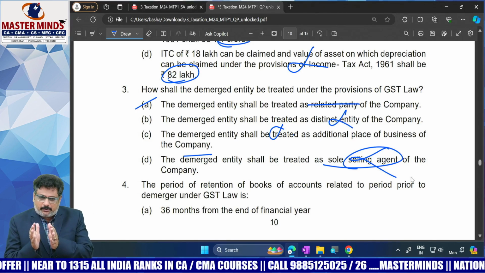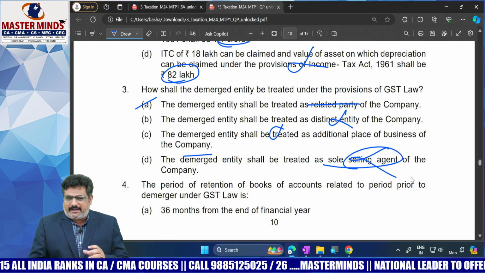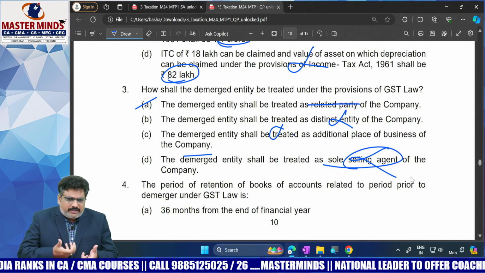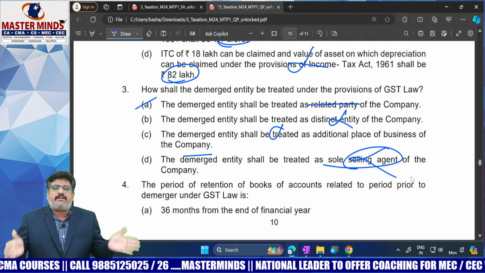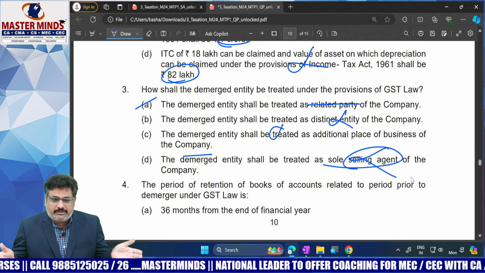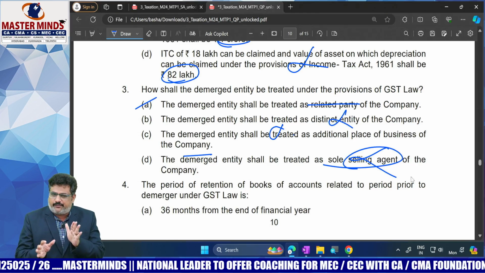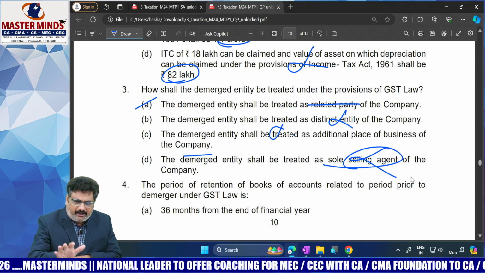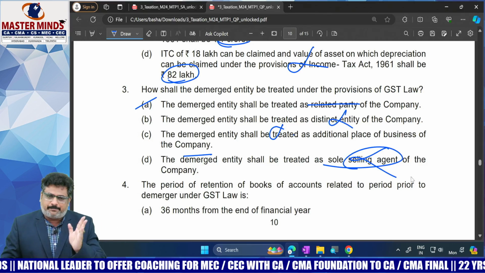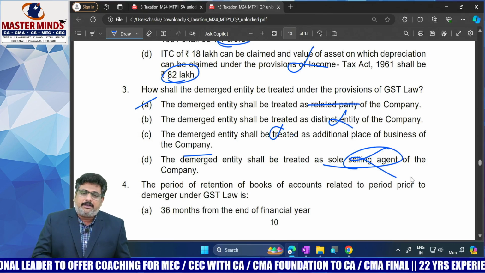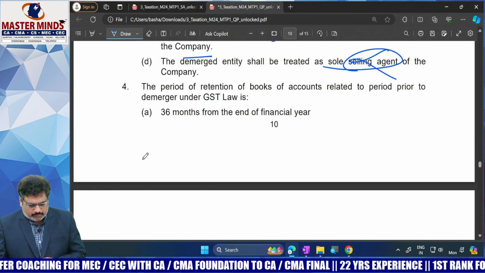So there is a possibility that people will go for distinct entity also. But distinct entity can be used only if it is a part of the same organization. Here it is a demerged company and a separate one. It has a separate legal entity. In those cases, it can't be a distinct person, but students can be a little bit confused whether to go for related party or distinct entity. But the conceptual clarity based person, definitely what will he do? He will put the answer as related party and that is the right answer also.